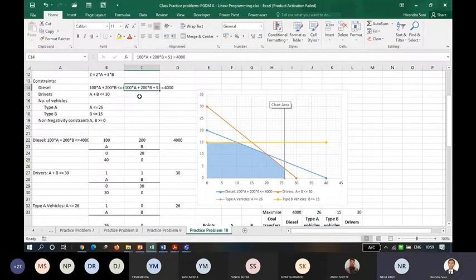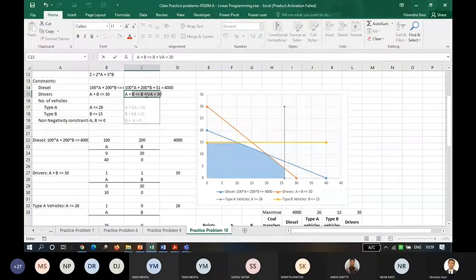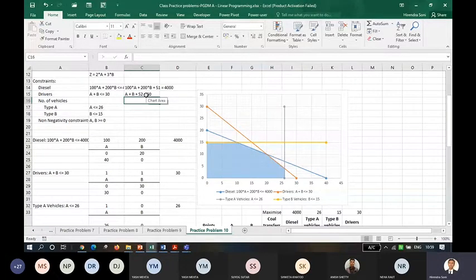Yes, sir. Okay. Similarly, we'll have a plus b plus s2 will be equal to 30. ठीक है. सेकेंड इक्वेशन के लिए स्लैक वेरिएबल विल बी s2. थर्ड इक्वेशन के लिए स्लैक वेरिएबल विल बी s3.